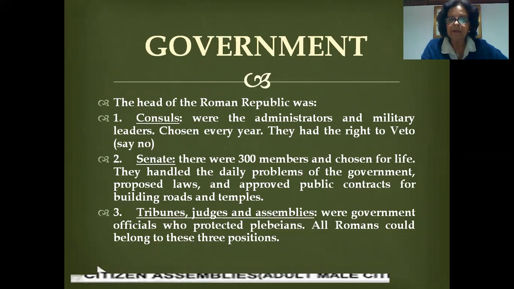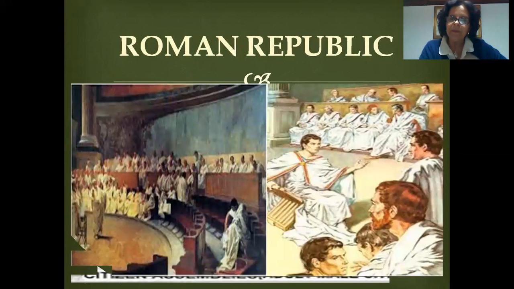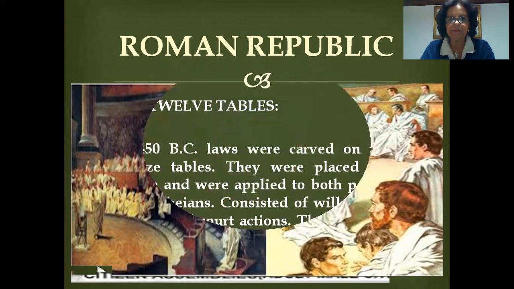Government. The head of the Roman Republic was the consuls, who were the administrators; the Senate, of around 300 members chosen for life; and then tribunes, judges, and assemblies, government officials who protected plebeians. Then we have this picture that is important to share, to compare with what we have in our country, referring to the Senate.